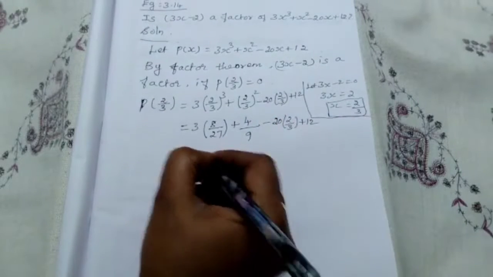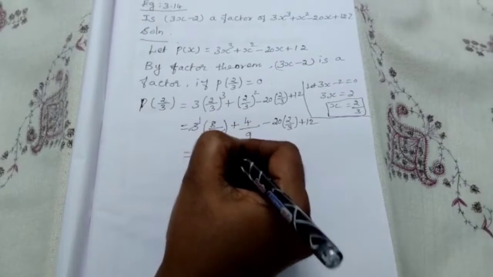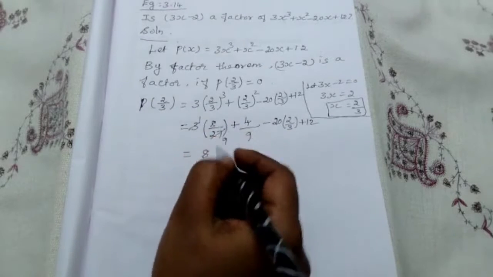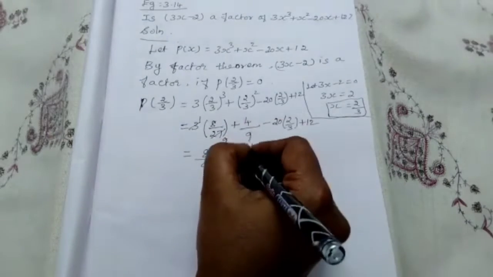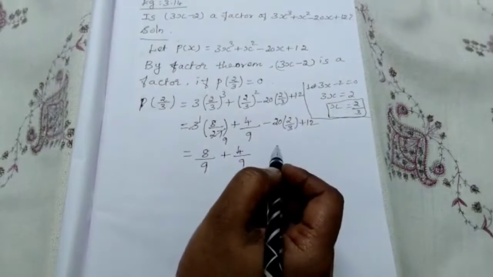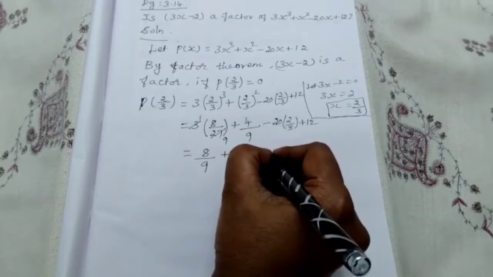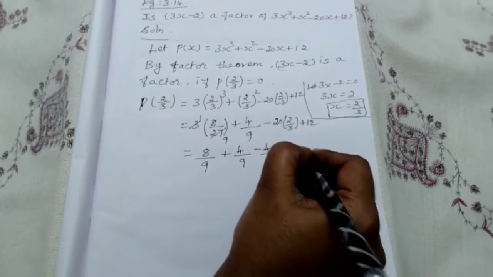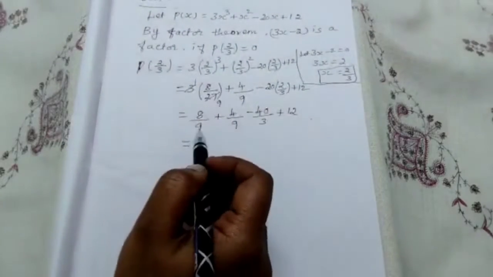Then equal to, shall we cancel the numerator? Here 1 3 is 3. How many 3s are in 27? 9 times, isn't it? So remaining 1 into 8 is 8 divided by 9, plus 4 by 9. Can you cancel this one? You cannot cancel, isn't it? Shall we multiply? 20 into 2 is minus 40 divided by 3, plus 12. Equal to, and then what's the LCM?